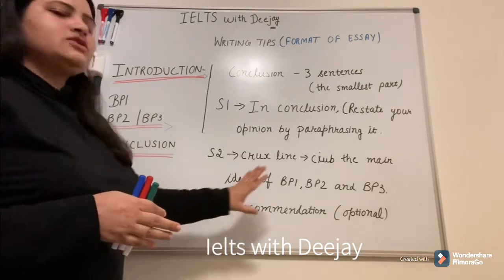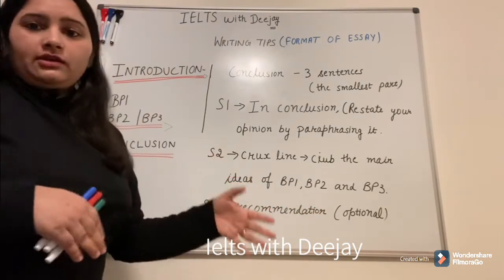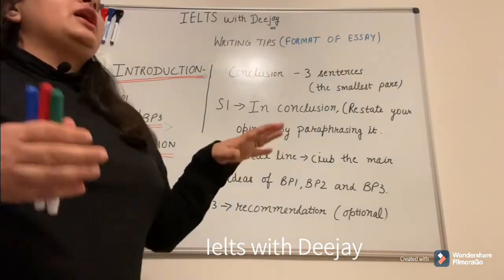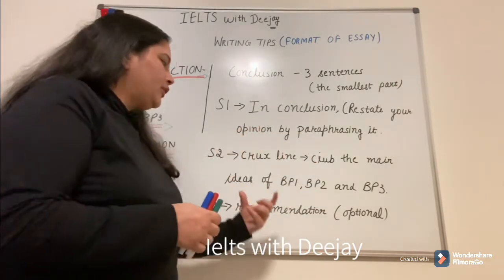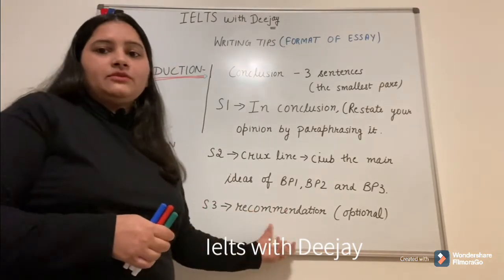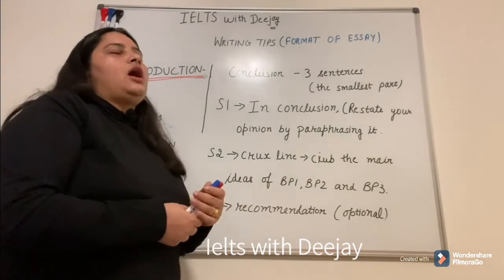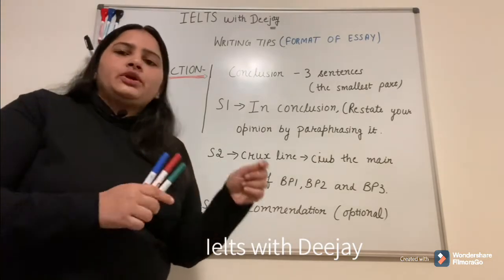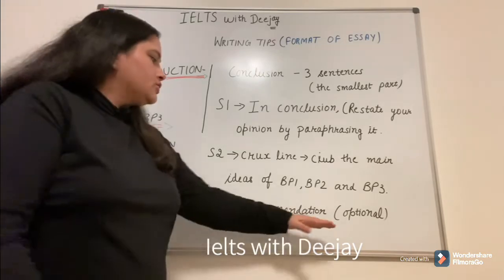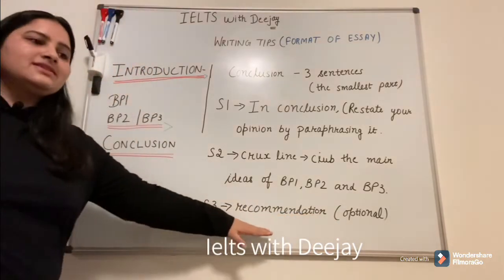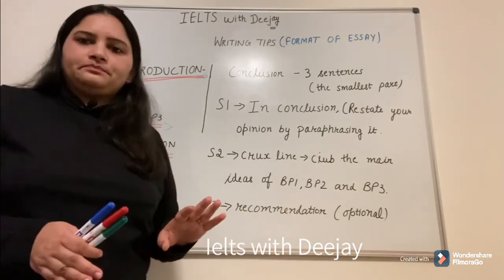Sentence 3 is optional. If you have any recommendation that you can give, suppose there is an advantages and disadvantages essay, and you want to recommend how the situation given in the question can be overcome, you can give a recommendation. This is optional. You can write it, you can omit it, that is completely fine.